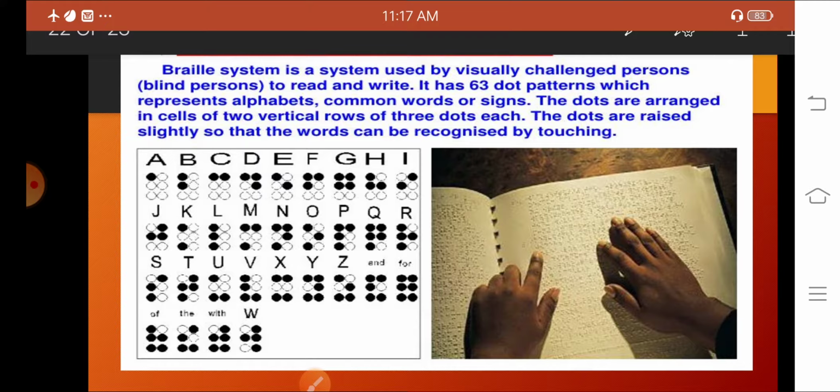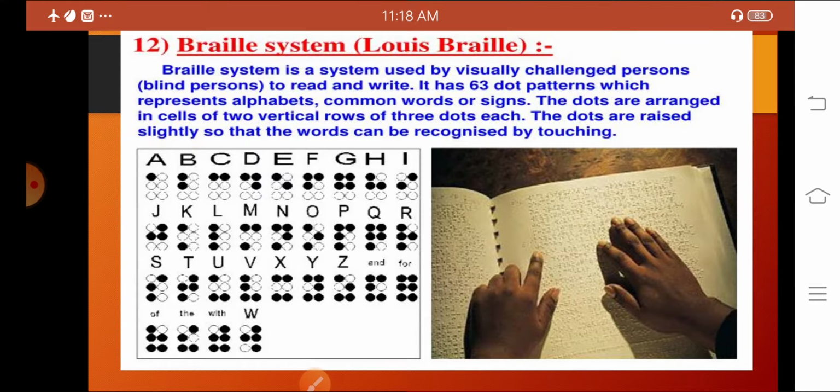So using their hands they can easily read and write.